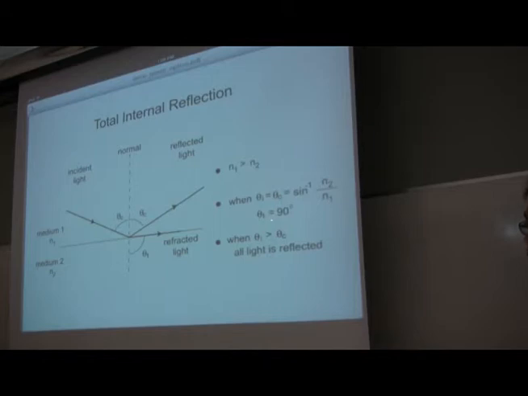So essentially that happens when n1 is greater than n2, and it happens when theta I equals theta c, which is called the critical angle, sine inverse n2 over n1. Okay? When the incident angle is larger than this critical angle, your light will be completely reflected. So this is actually very useful. Why? Because this is a way to get 100% of the energy reflected.